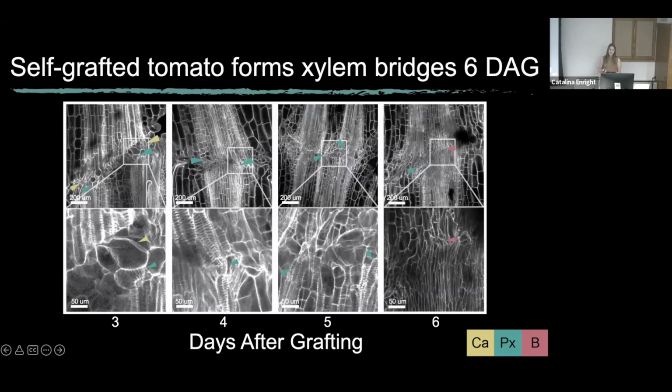Here I'm showing you self-grafted tomato, where the callus is signified by little yellow arrows, newly formed protoxylem is marked with green arrows, and the xylem bridge, or the continuous xylem strands, are red. So in tomato, we have lots of callus and protoxylem by 5 days after grafting, and by 6 days after grafting, we have continuous xylem.